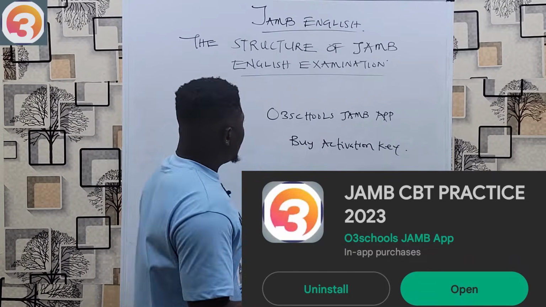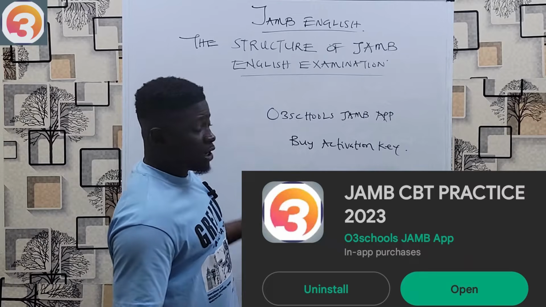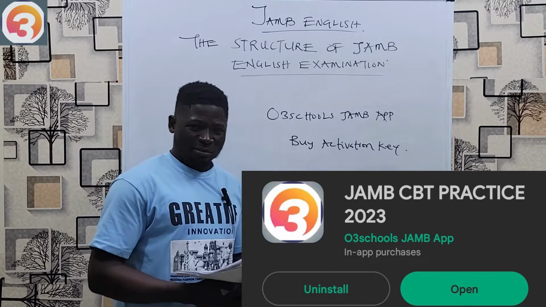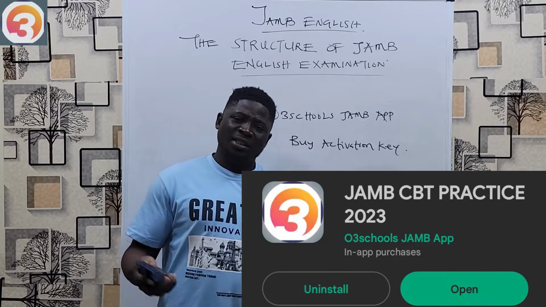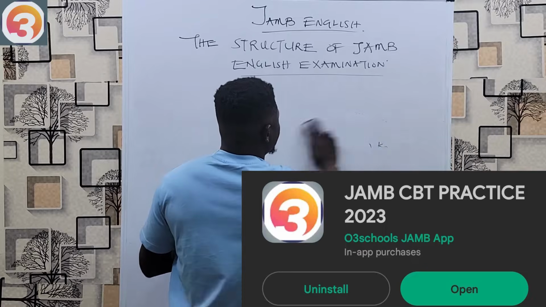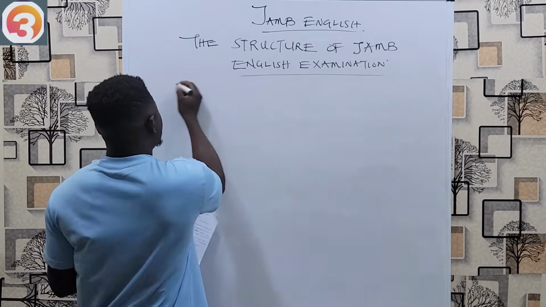All right, so let's go ahead. We have talked about O3 Schools, but let's talk about the structure of the JAMB English examination. How are their questions set? There are three sections in JAMB Use of English. The first section, go to section A.